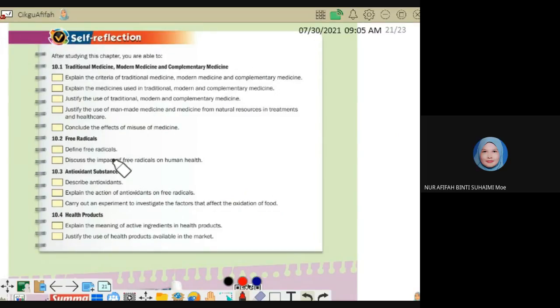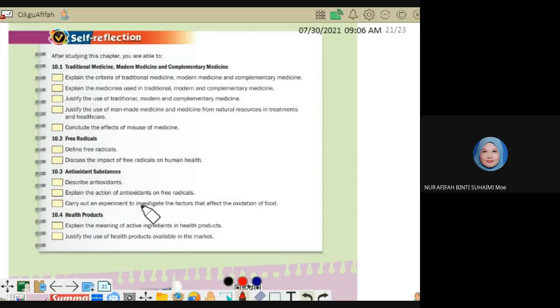What is a free radical? You have to define free radical. What is the impact of free radicals? They can cause mutation. They can cause disease, kidney failure, damage your kidney, damage your lung, damage your liver. Liver is hati, not jantung. What does antioxidant mean? What is the action of antioxidant on free radical? It will make the free radical become a stable compound.